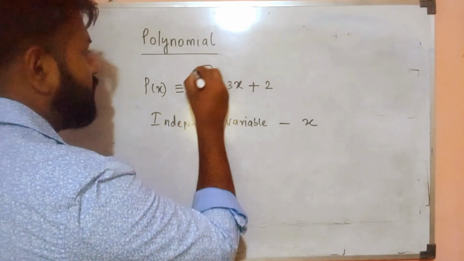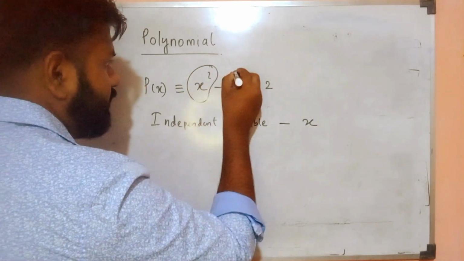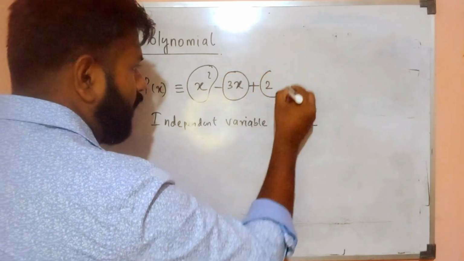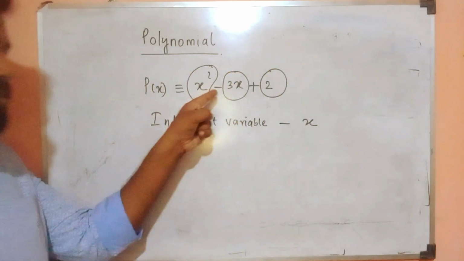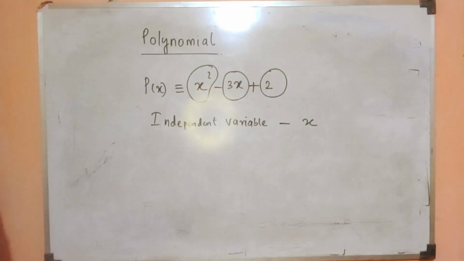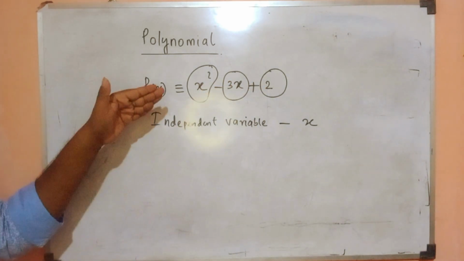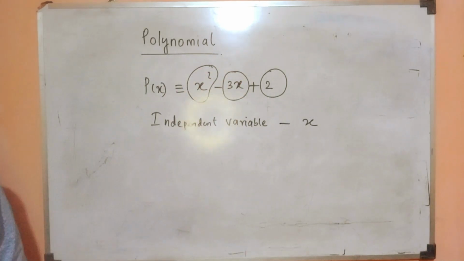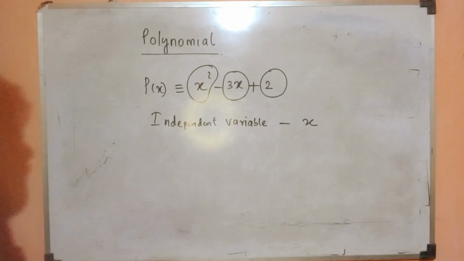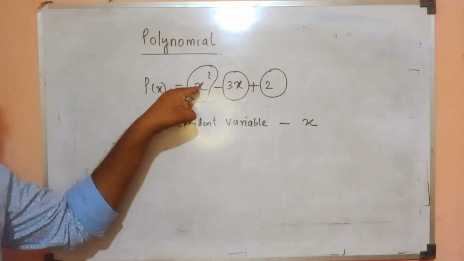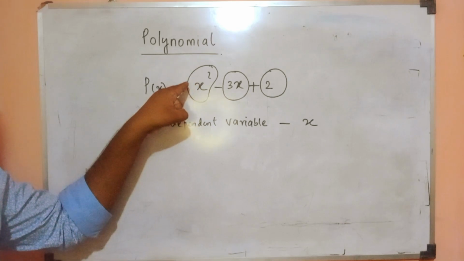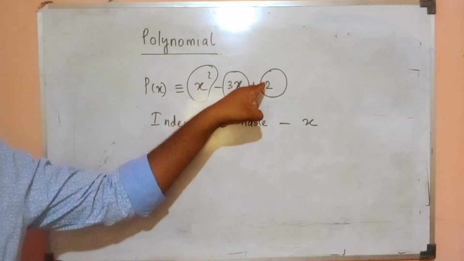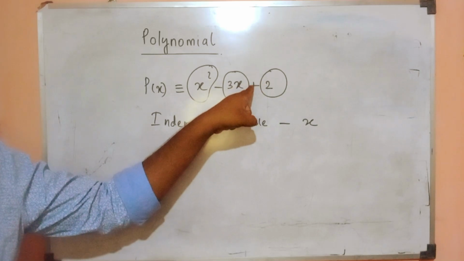If you consider this polynomial, here you have a term, here you have a term, here you have a term. Here x squared is a term, 3x is a term, and 2 is a term. Terms can depend on x, or terms can be just numbers. Here 2 is a number. So some terms depend on x, and some terms don't depend on x. Here we have only a number.